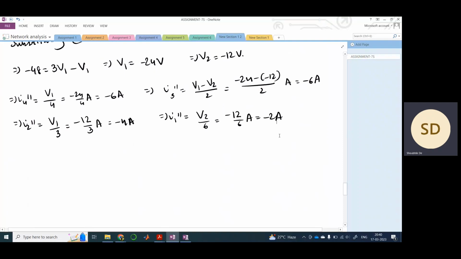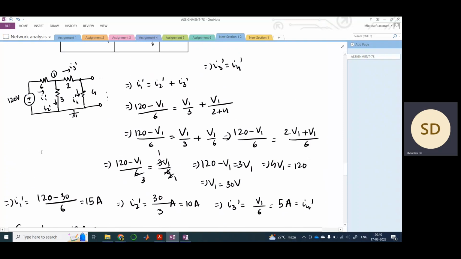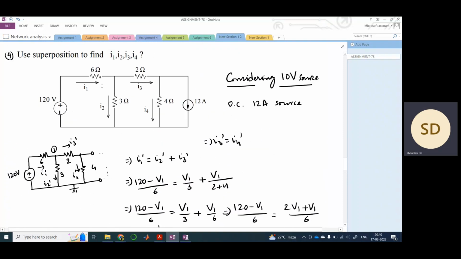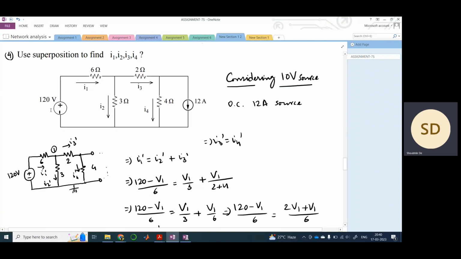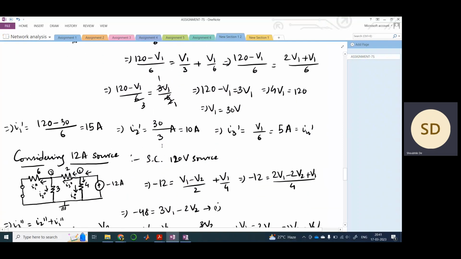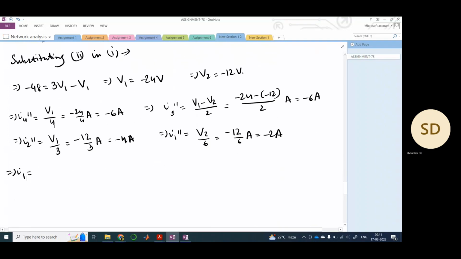So now we need to calculate what is I1. So let us first calculate I1. Carefully see in the first figure, I1 is pointing in this direction, right? So I1 dash was what? If you consider the directions, initially while we were calculating with 120 volts, when we open circuited the 12 ampere source, I1 dash was pointing from left to right here, but I1 double dash is pointing from right to left.